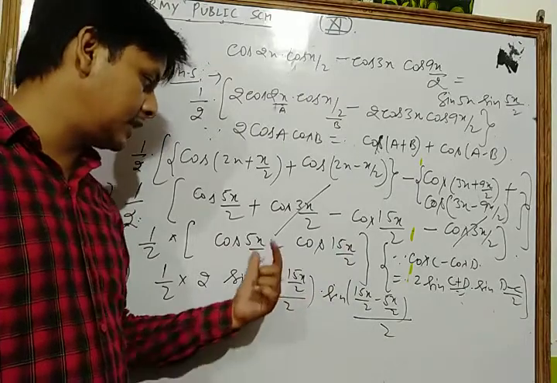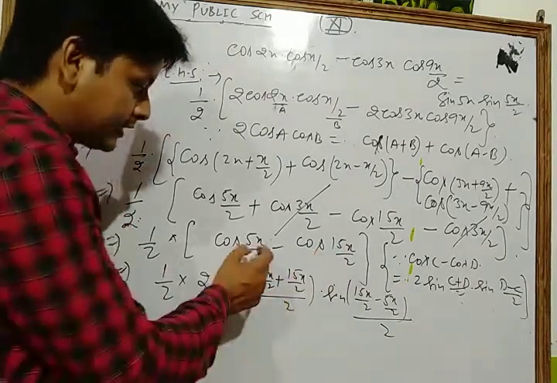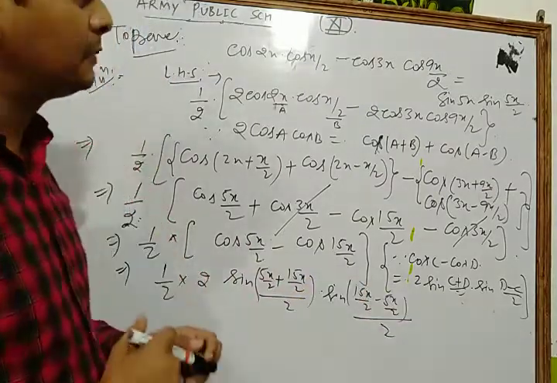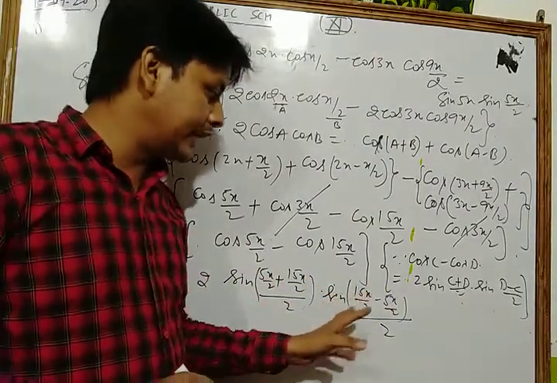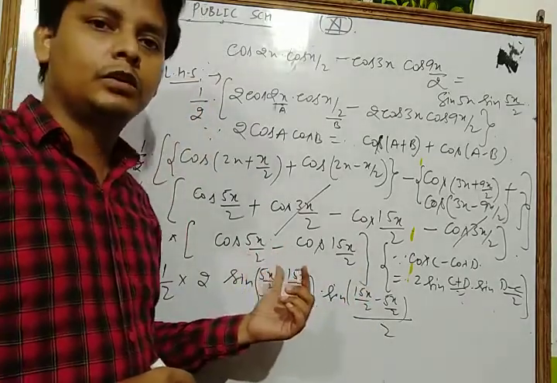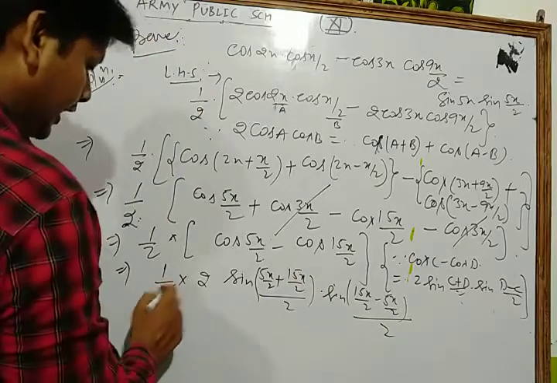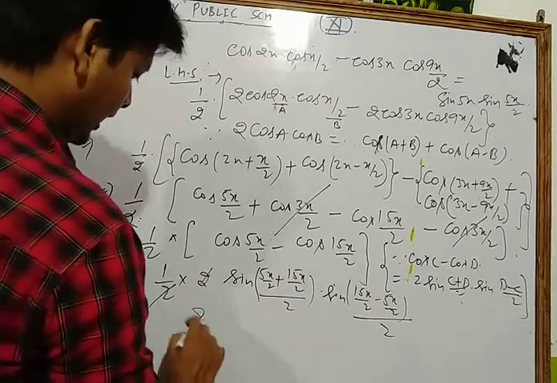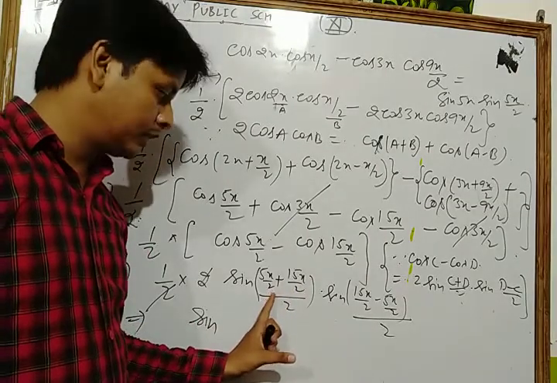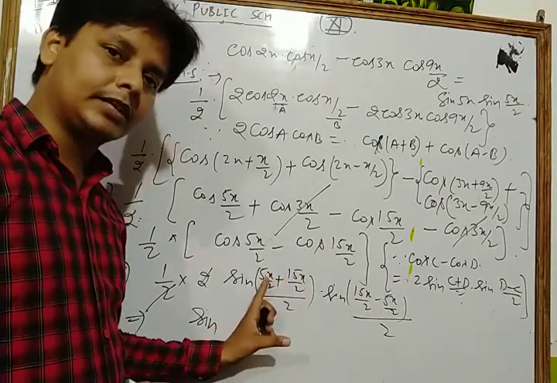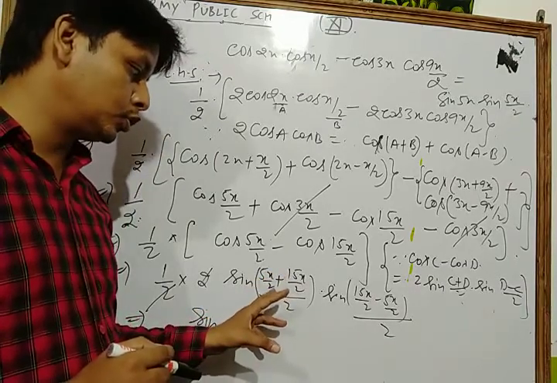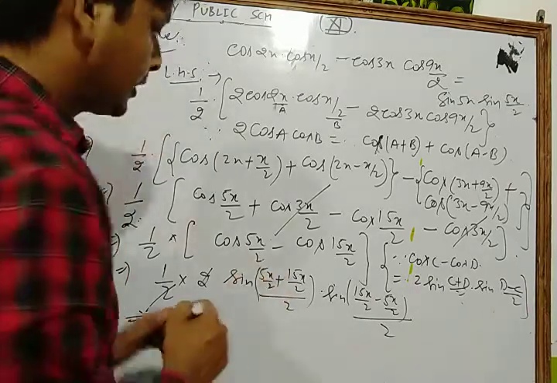So 2 sin (C plus D) by 2. Here C is 5x by 2 and D is 15x by 2. So 2 sin (C plus D) by 2 into sin (D minus C) by 2, that is 15x by 2 minus 5x upon 2. Now here the 2s cancel each other. If we take 2 as LCM, then 15x plus 5x is 20x upon 2, that is 10x.